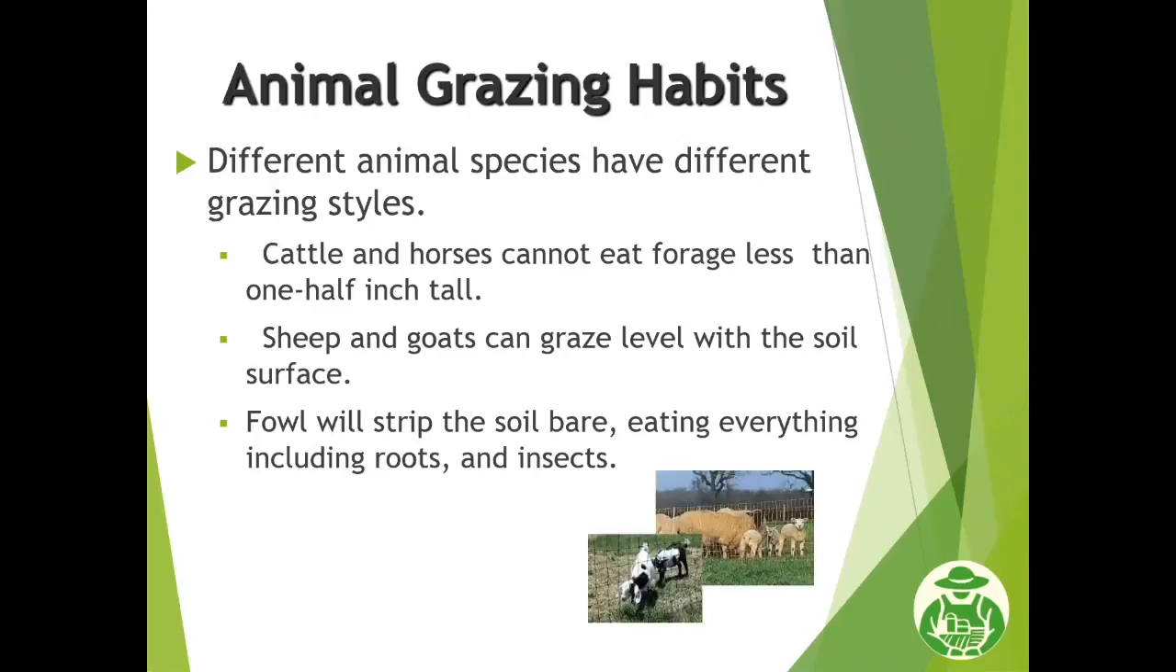And then fowl, poultry, will strip the soil bare. So it's really good. We've talked a little bit about having a ruminant go through and graze, and then bringing in poultry to complement that, because they will go through and strip the soil bare, eating everything, including the roots and the insects and anything in between. So just knowing the grazing habits of your animals is really helpful and beneficial in figuring out your rotational grazing system.